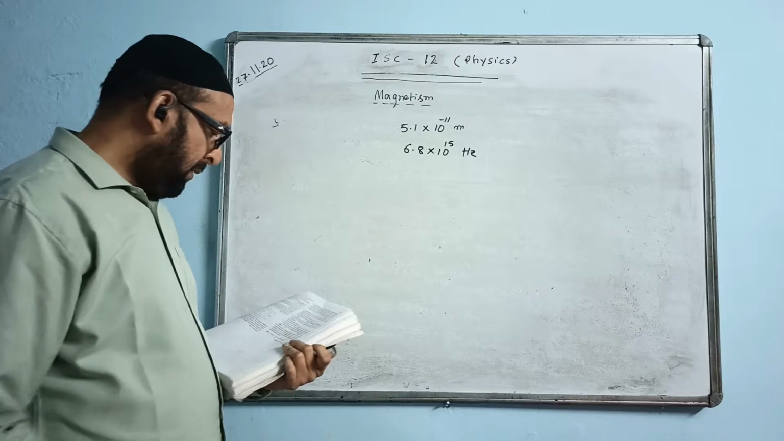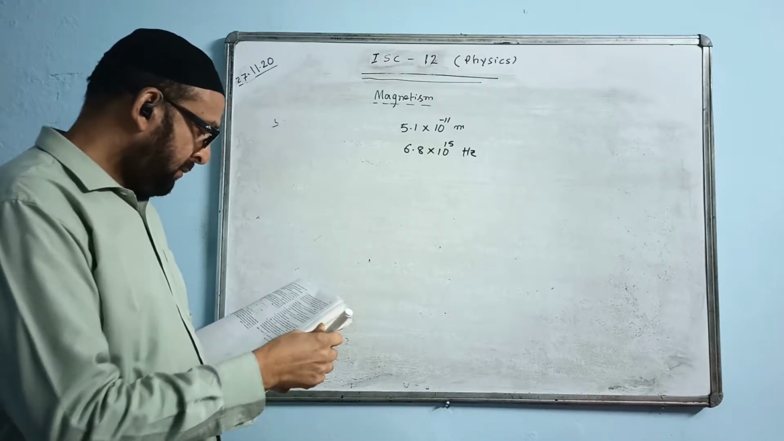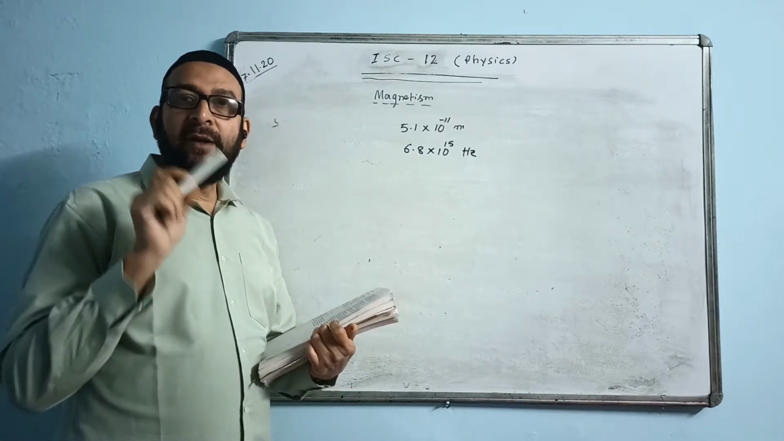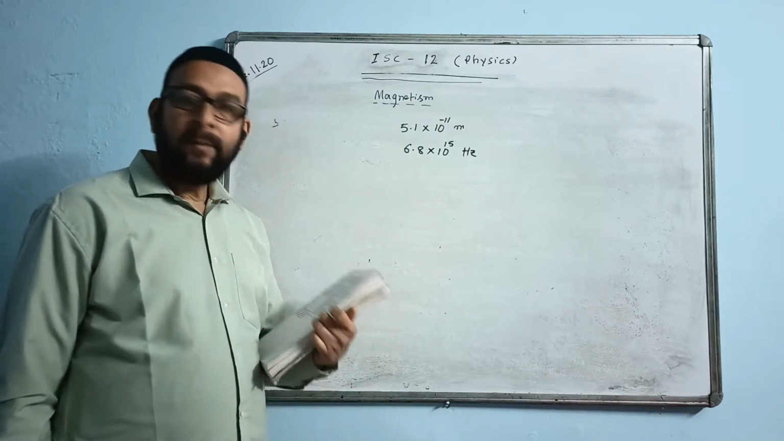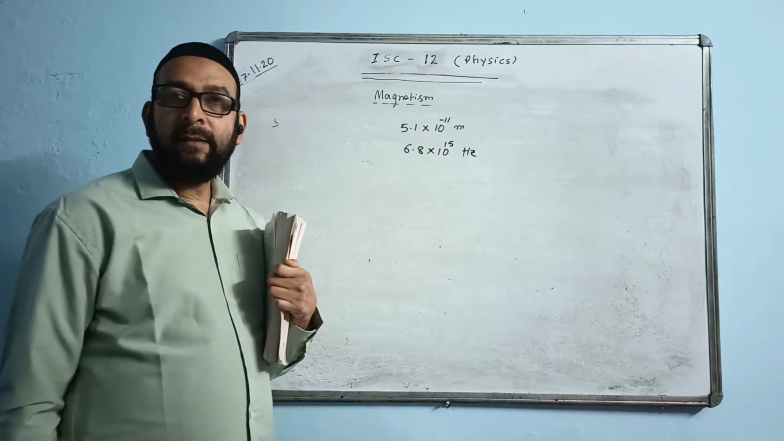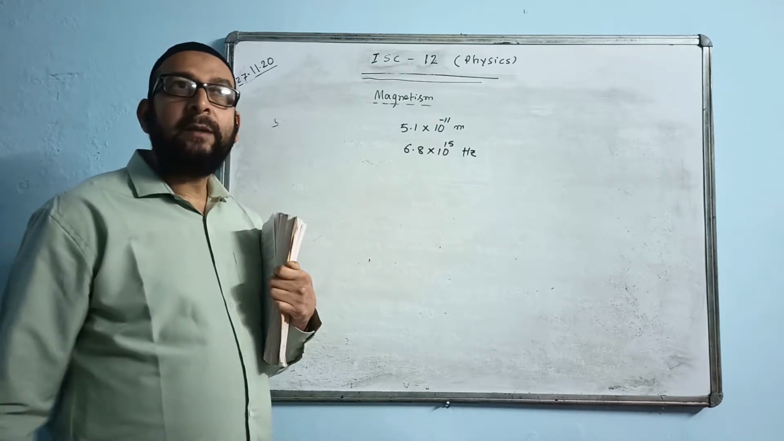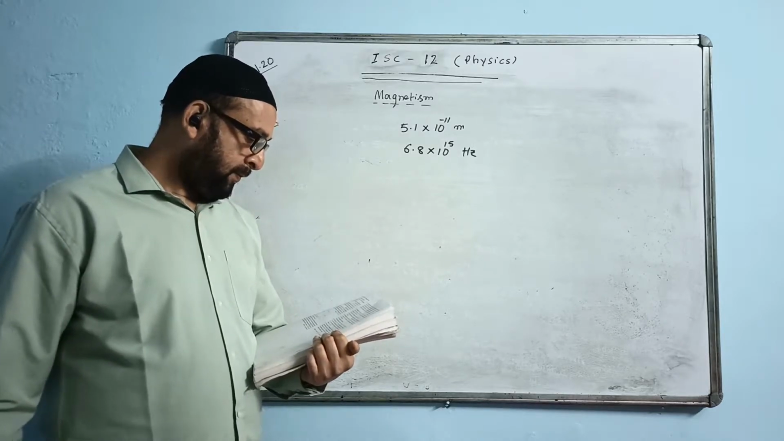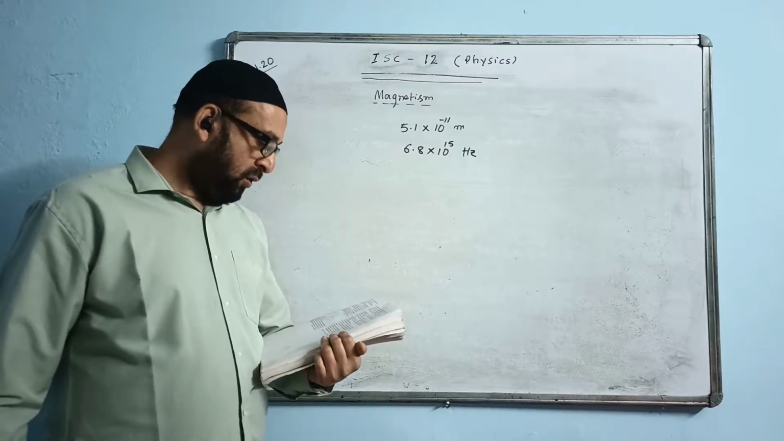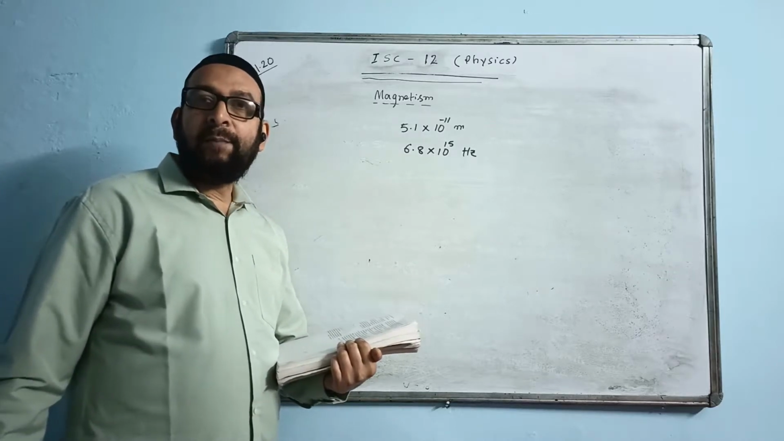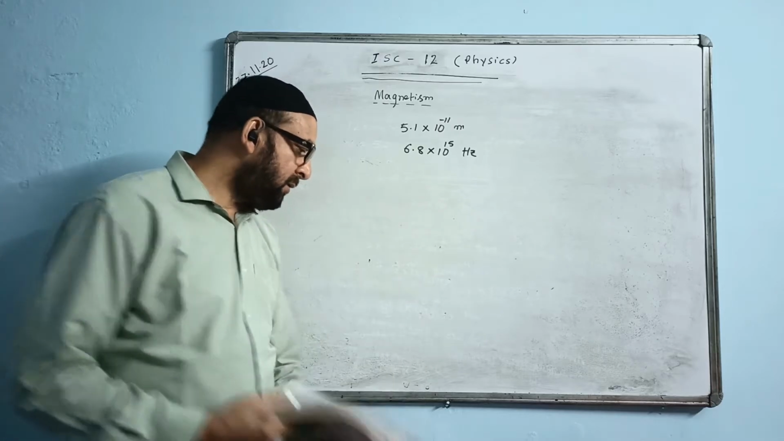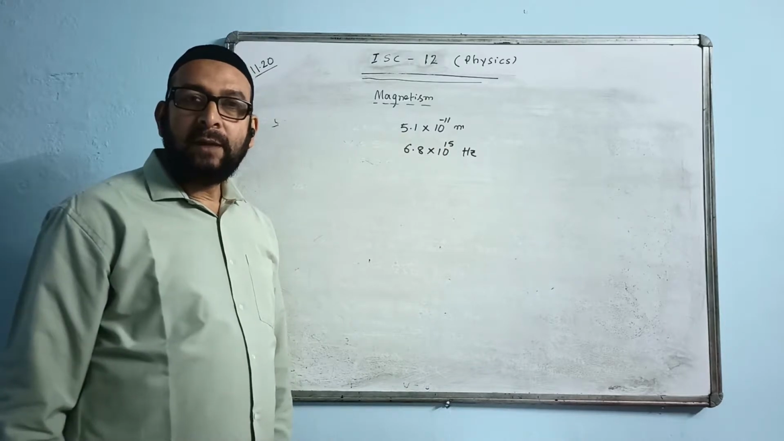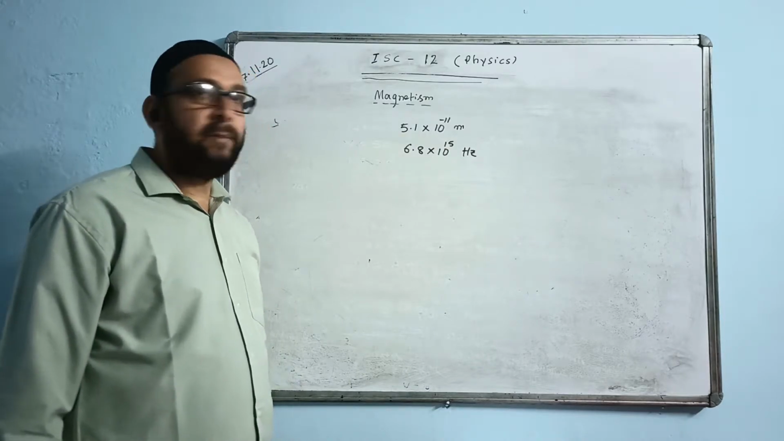Calculate the magnetic field B at the center of the orbit. What is the equivalent dipole moment? That is the second part.